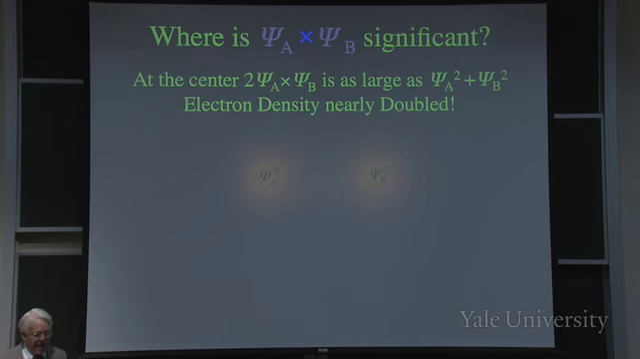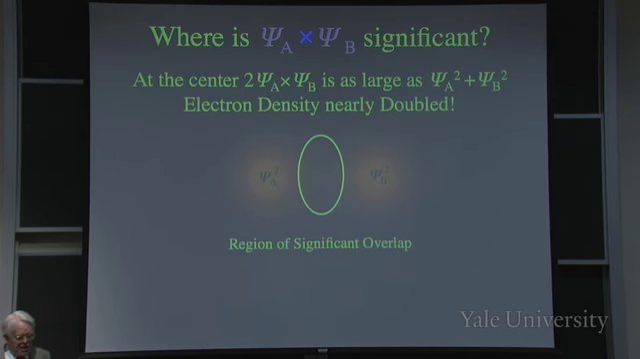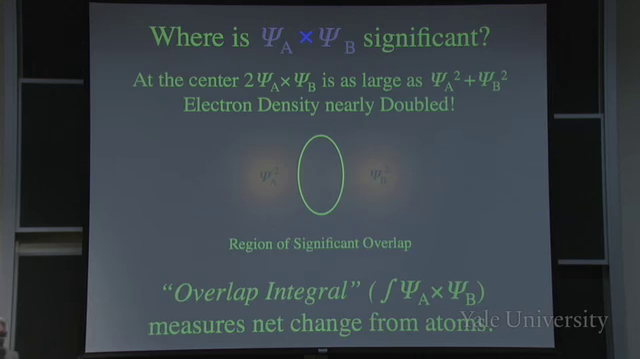So 2 times psi A psi B is as large as psi A squared plus psi B squared, right? Because psi A times psi B is the same as psi A squared. So the electron density is nearly doubled in the middle from what it would have been if it had just been 2 atoms. So that's the region of significant overlap, and that's what we care about.